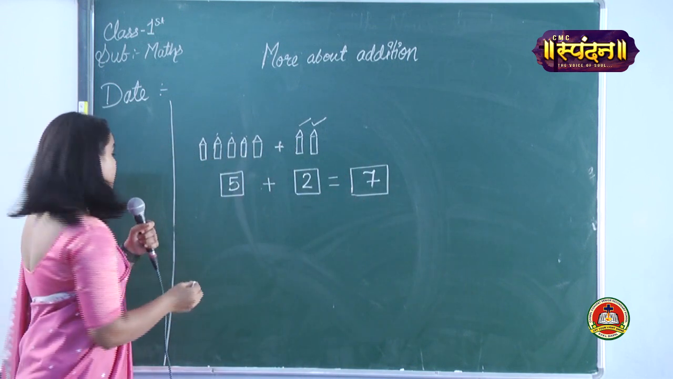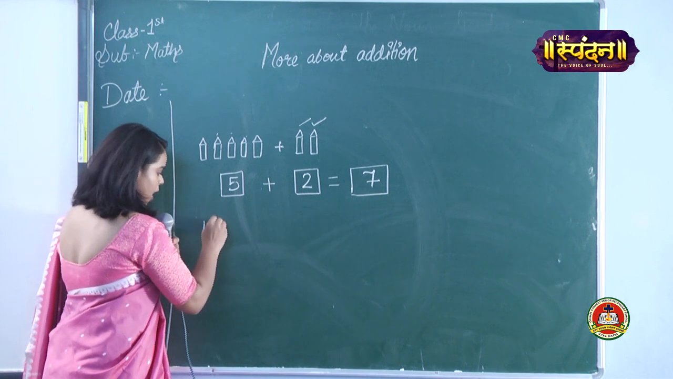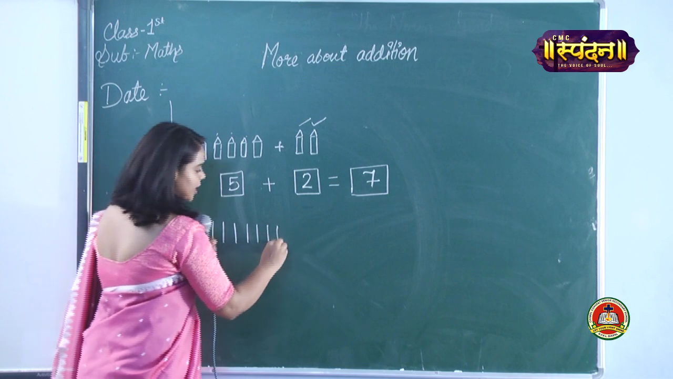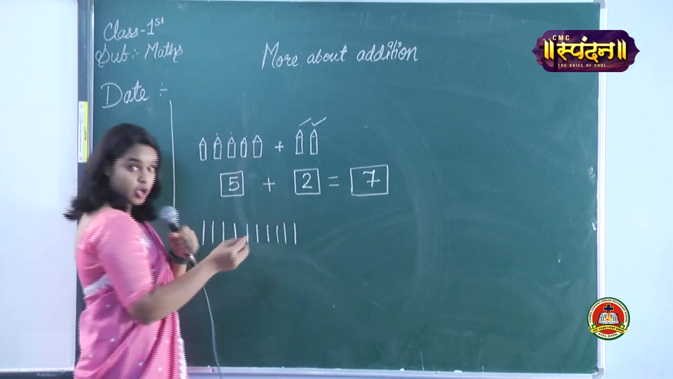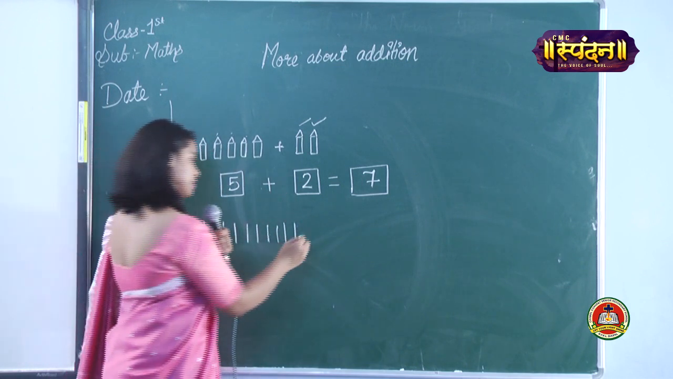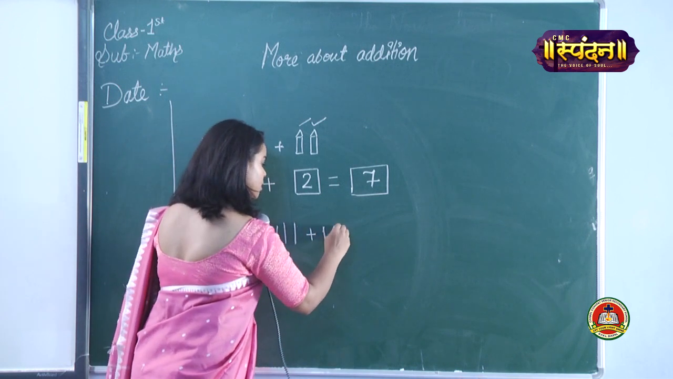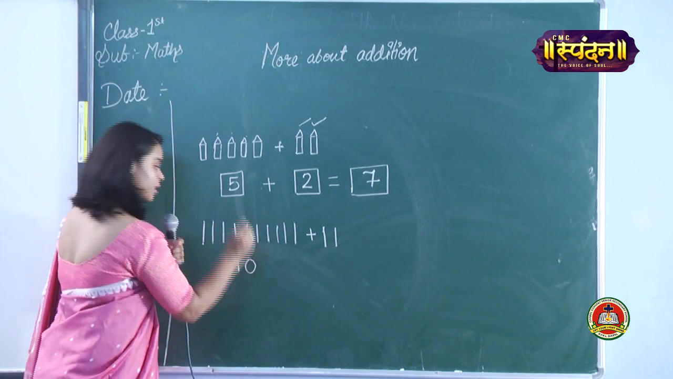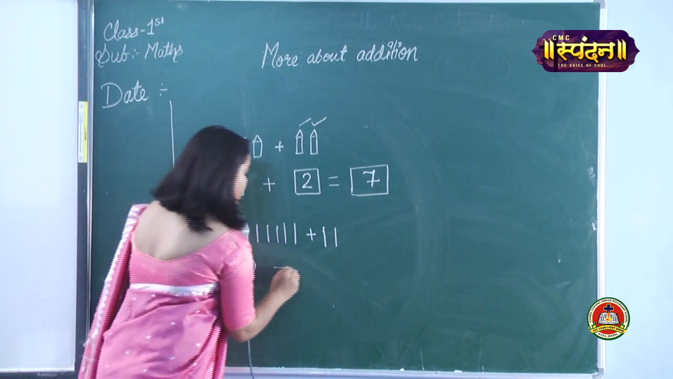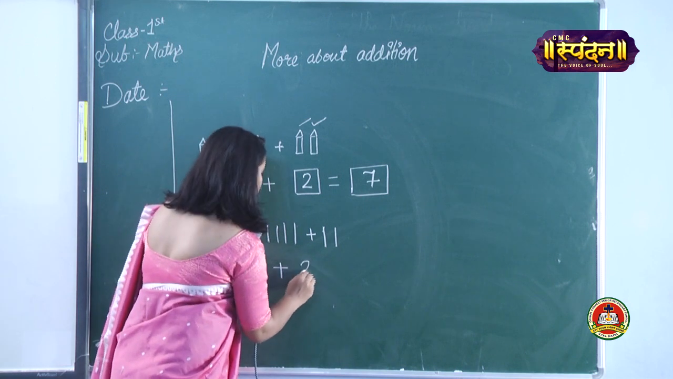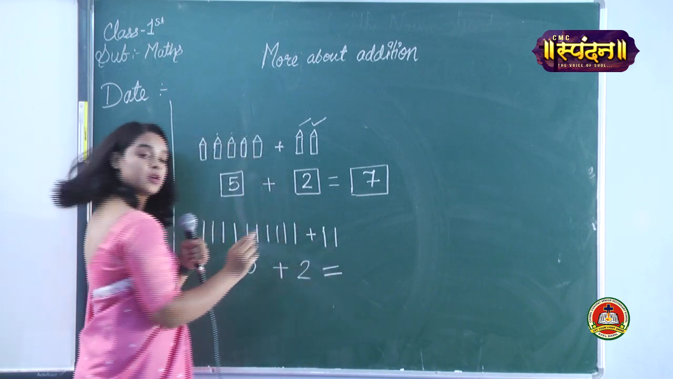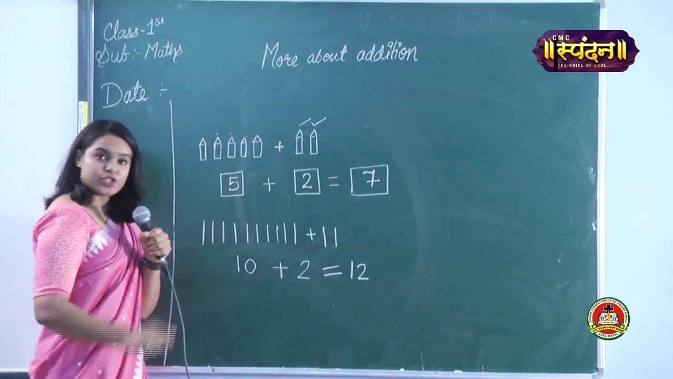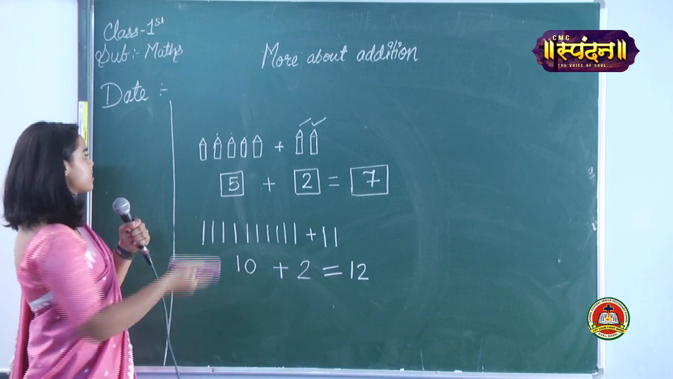Now for example, if you have 10 sticks, 1, 2, 3, 4, 5, 6, 7, 8, 9, 10. Your mama gave you 2 more sticks. Now how many sticks do you have in total? These are 10 and these are 2. So you have total of 12 sticks. This was just for revision purpose. I am erasing this all.